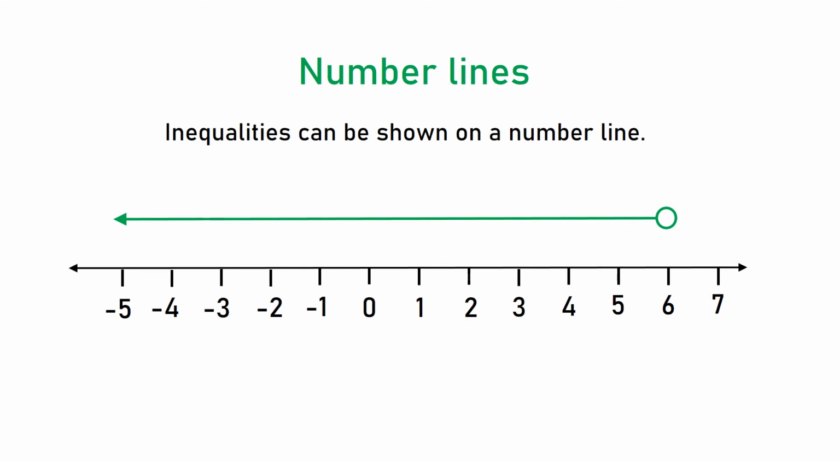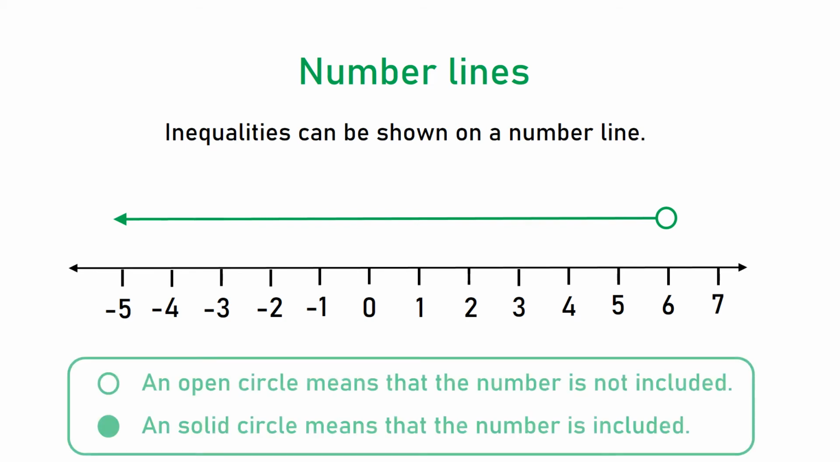The other type of question you might come across with inequalities is representing them on a number line. If you see something like this, if you have an open circle like we do in this question, it means that the number is not included. So here the number 6 is not included. If you have a solid circle, it means that you do include that number. So here, it is x is less than 6, not including 6. If it was a solid circle, it would be x is less than or equal to 6.